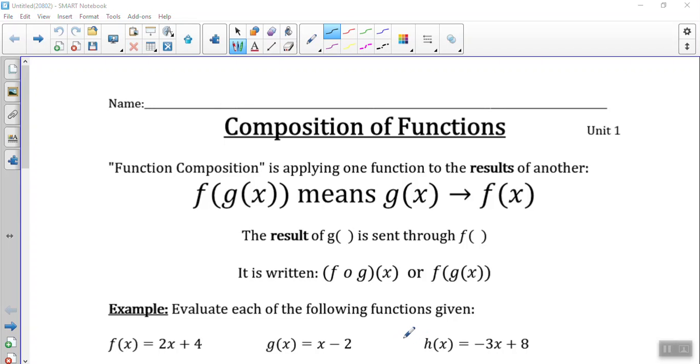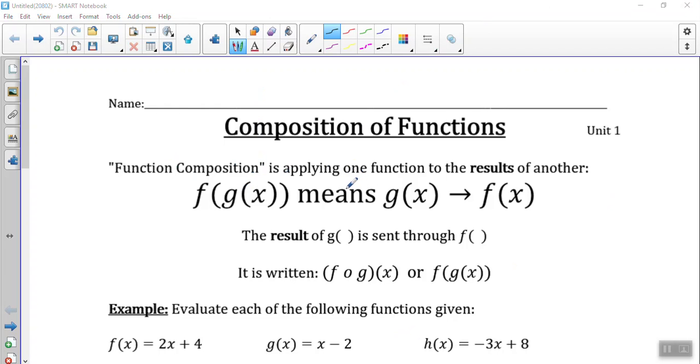Alright, so this lesson is going to be about composition of functions. This is something new in Algebra 2. Maybe you've seen it previously, but most of this should be new to you, okay? So let's just look at what composition of functions is and what it means.